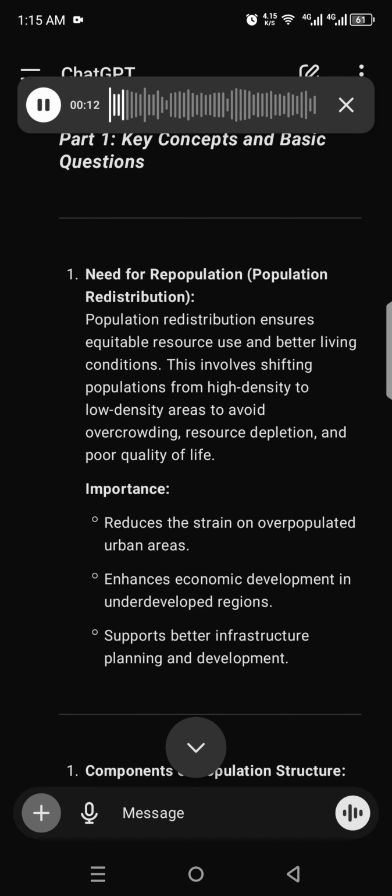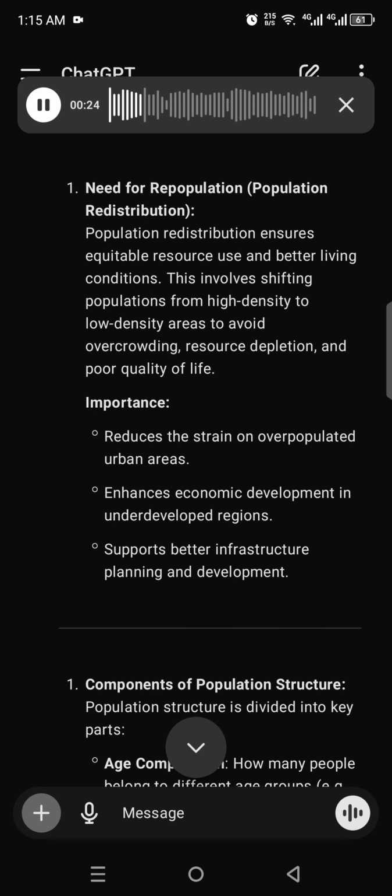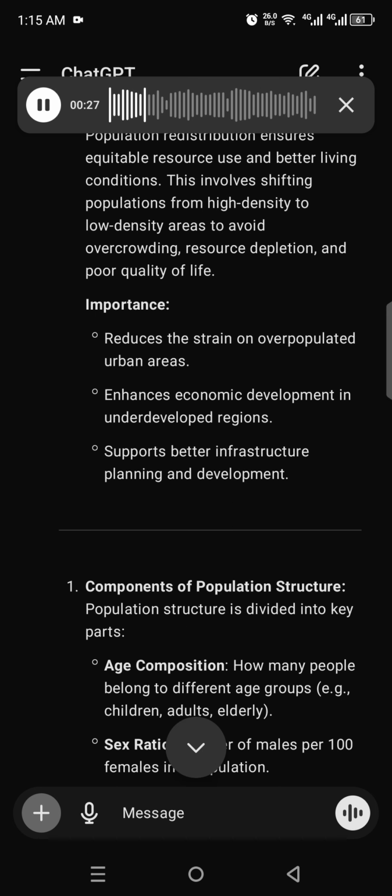Part 1. Key concepts and basic questions. 1. Need for repopulation. Population redistribution. Population redistribution ensures equitable resource use and better living conditions. This involves shifting populations from high-density to low-density areas to avoid overcrowding, resource depletion, and poor quality of life.